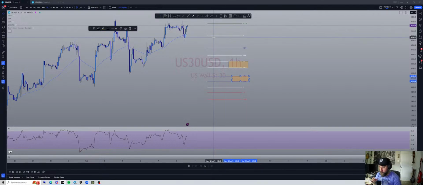So we're going to start on a higher time frame and look for those areas. We're going to work our way down through the time frames all the way to the 1 minute. I know people who do this on 30 seconds.